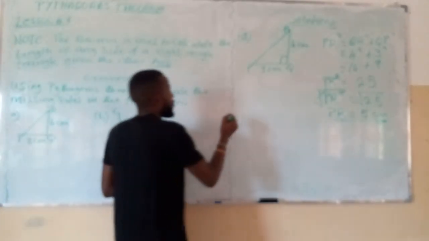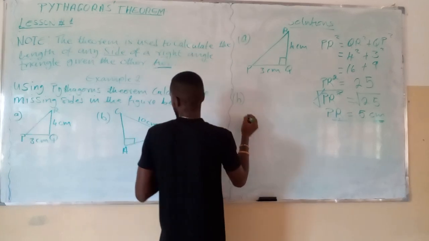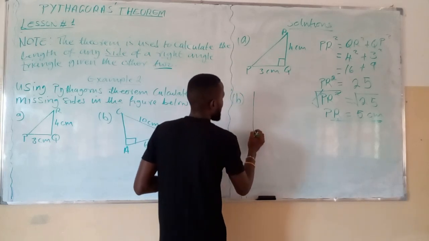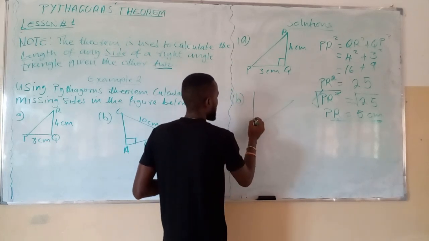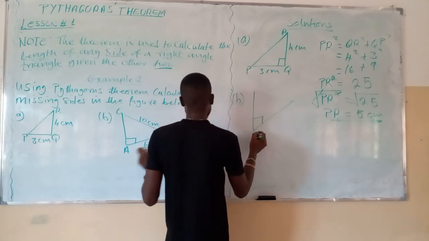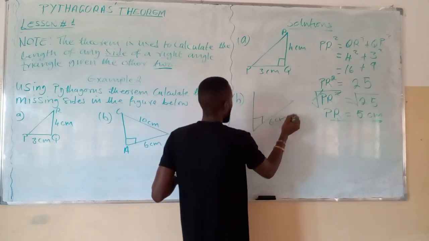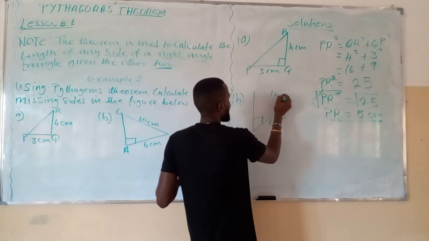Alright, B, let's work it quickly here without wasting a lot of time. We draw the triangle. Okay, this is a right angle triangle. They are telling me this is 6 centimeters and this is 10 centimeters.